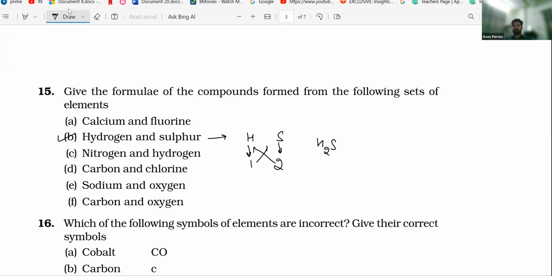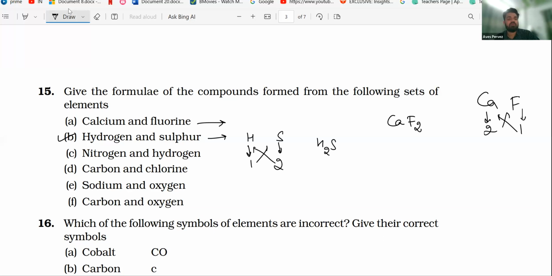Have you noted? Yes, sir. Okay, tell me the formula of calcium fluoride, calcium and fluorine when mixed together? CaF2. CaF2, very good. Because calcium is going to have 2 valency and fluorine is going to have 1 valency. So they will cross multiply each other and they will form CaF2.